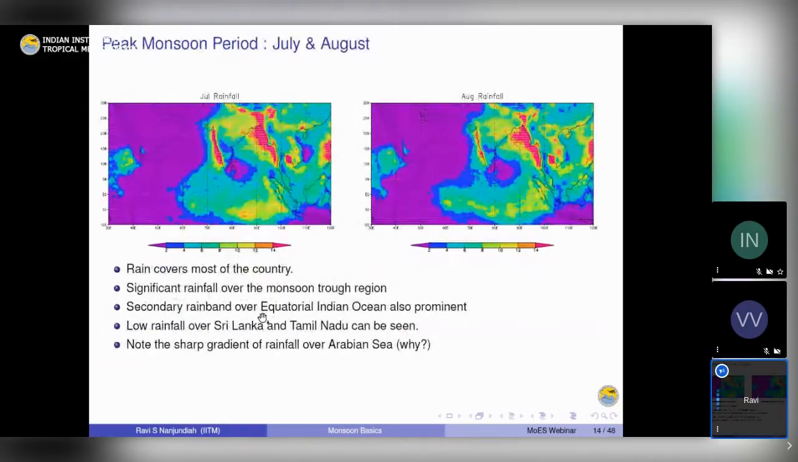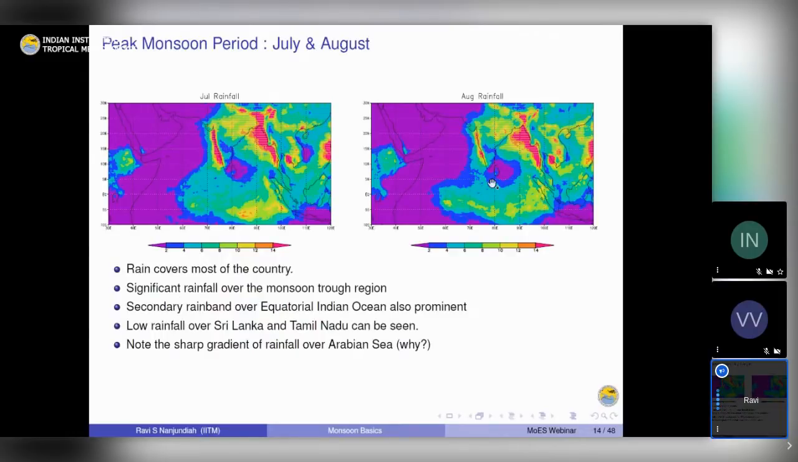Now we look at the peak period of monsoon, that is July and August. This is more or less like the picture we have seen of monsoon. That is, you have a large amount of rain in this region, which is also a low pressure zone, which we call the monsoon trough. And you also have rain along the Western Ghats and Northeast India and parts of Bangladesh and Myanmar mountains. Again, notice that there is hardly any rainfall happening in Tamil Nadu and the Sri Lankan regions.